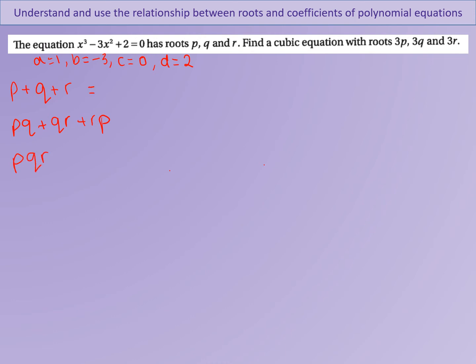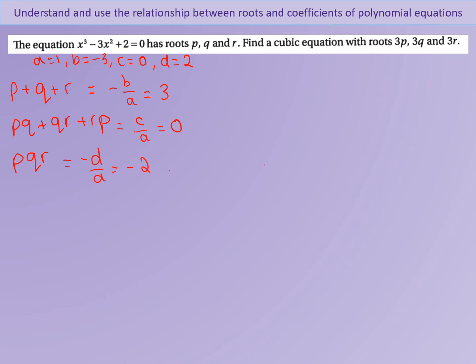So the first one there is minus b over a, which has a value of 3. Next one is c over a, well c is 0, so this must be 0. And the final one is minus d over a, which is -2.